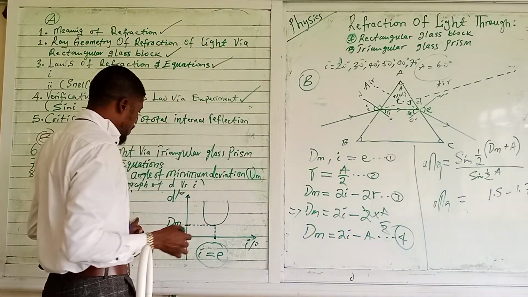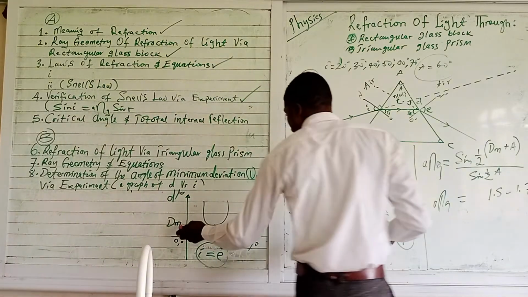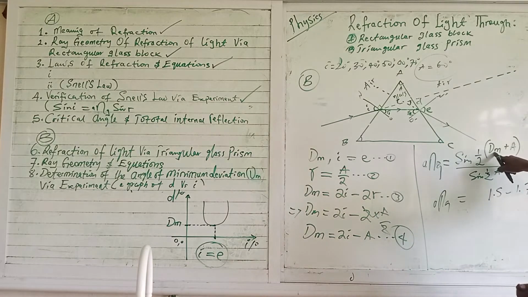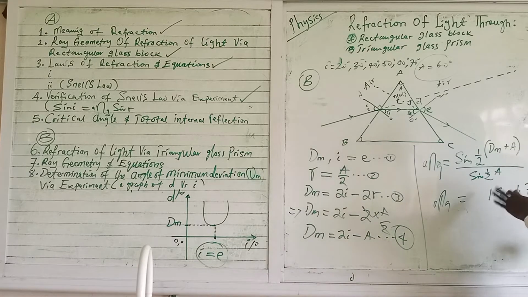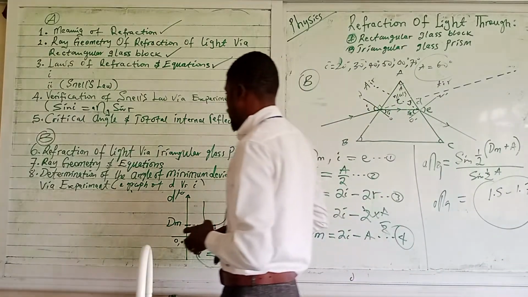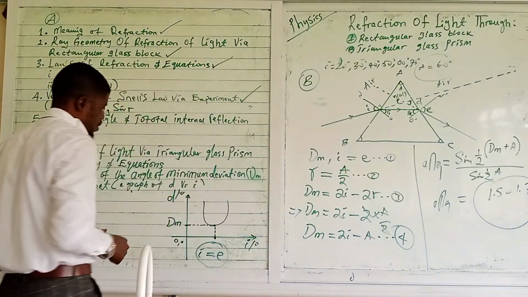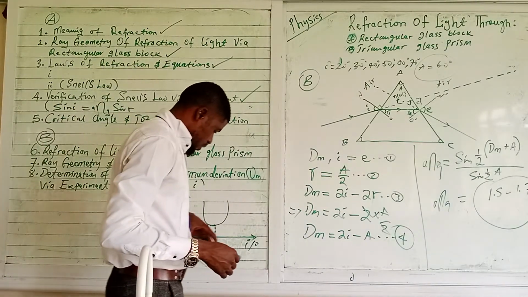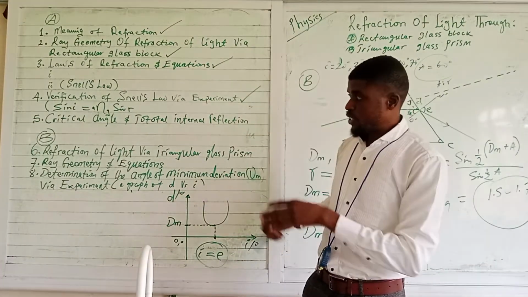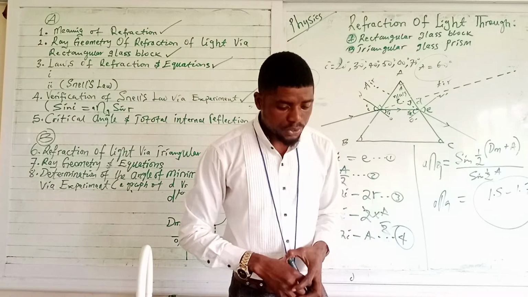So how do you go about it? You come back here and plug in the value of this, this 60 here, this 60 down, and then you get 1.5, a value within the range of 1.5 to 1.7. This is how to find the angle of deviation through experiments. To this, we have come to the end of this particular section of the video.